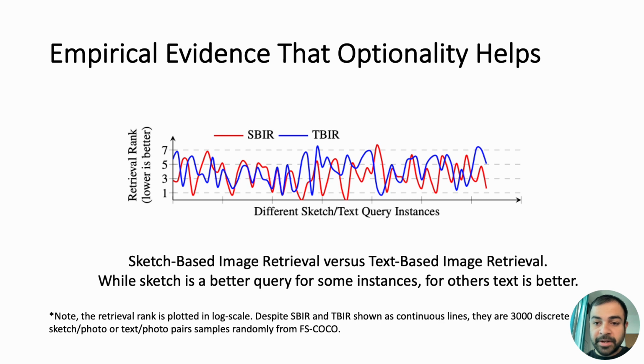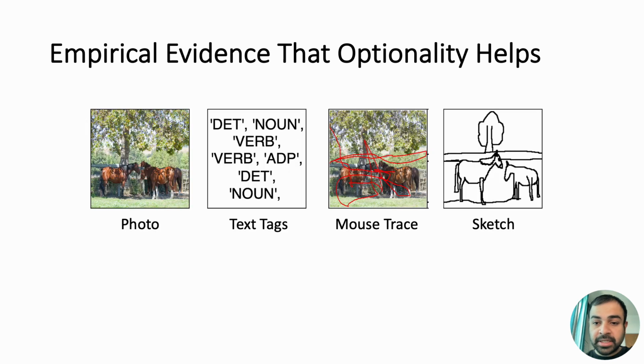Beyond being curious to verify our intuition, we conduct two studies to empirically show the effect of using sketch versus text for image retrieval. The red line is for sketch-based image retrieval and the blue line is for text-based image retrieval. The plots being continuous, the x-axis is basically 3000 random samples. Note, sometimes you get a better retrieval rank when using sketch, the red line, whereas at other times, text performs better.